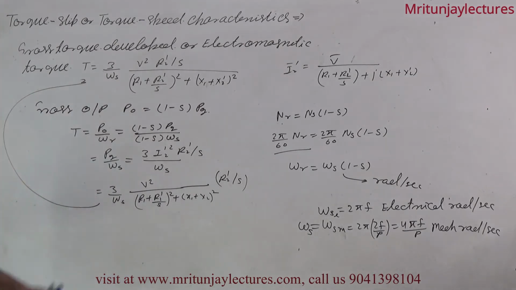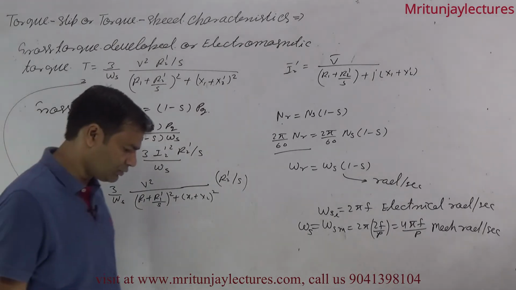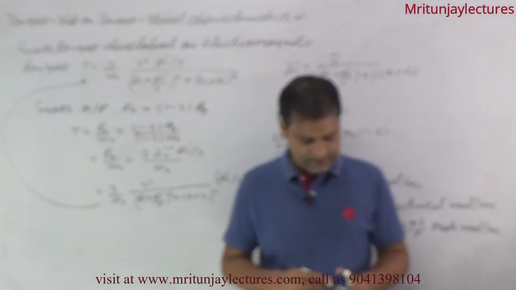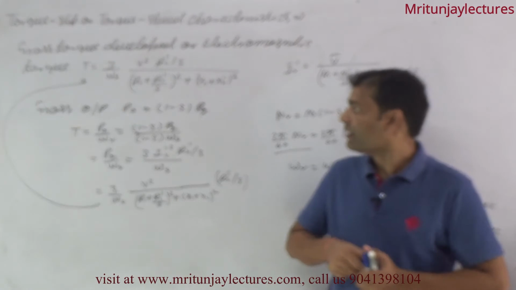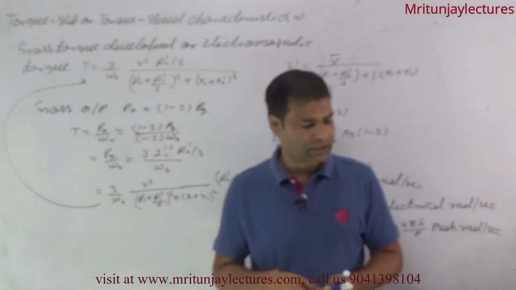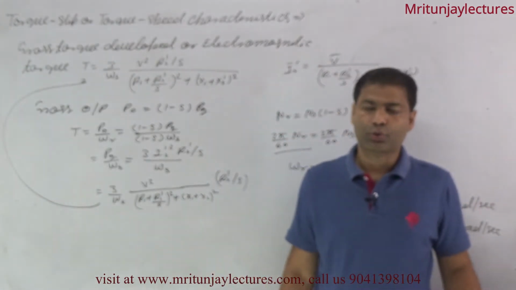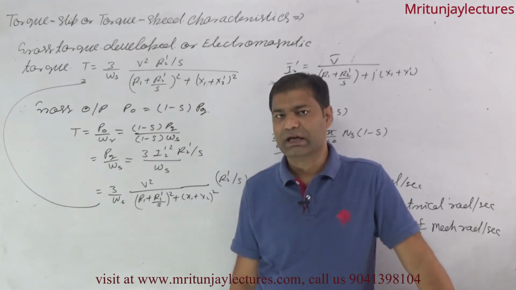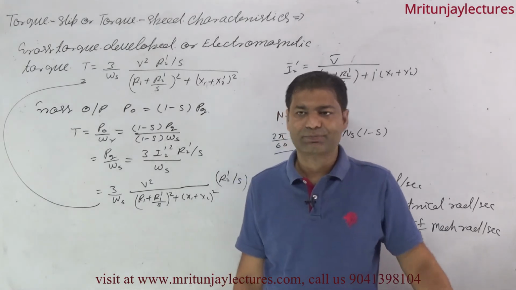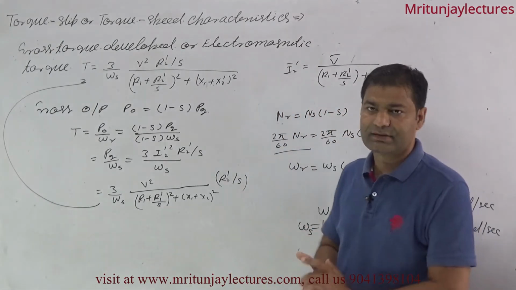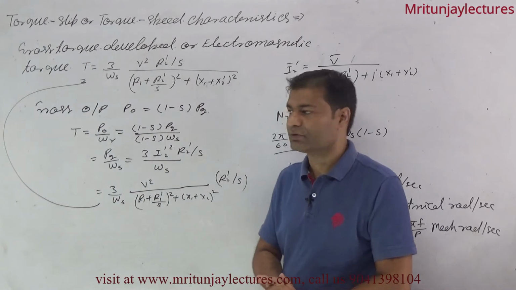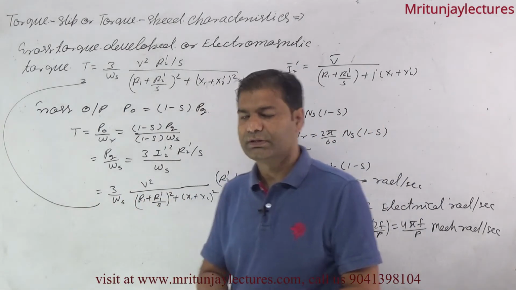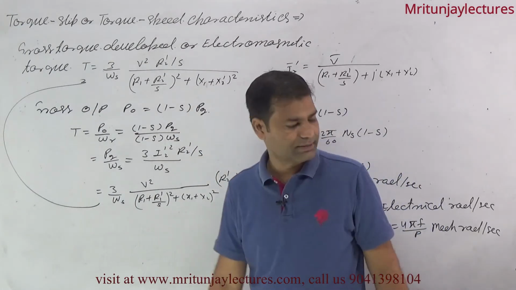Okay, this formula is written like this. If in doubt, okay, R1 is the stator resistance and X1 is the stator leakage reactance, okay. And R2 dash, what about R2 dash? R2 dash is the rotor resistance referred to the stator side, and X2 dash is also the leakage reactance referred to the stator side, okay. And X1 is the leakage reactance of the stator, okay.